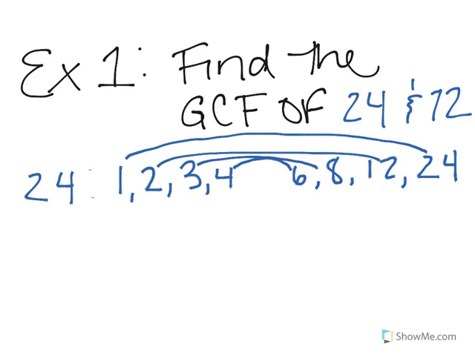Okay, so my next job is I have to list the factors of 72. So let's do the same rainbow method that we did before. I know 1 can go into 72 72 times. Notice 1 is always going to be a factor of every number that you do. Okay, now because I know 72 is even, I know 2 can go into it 36 times. If you don't know that off the top of your head, you're going to have to do some long division.